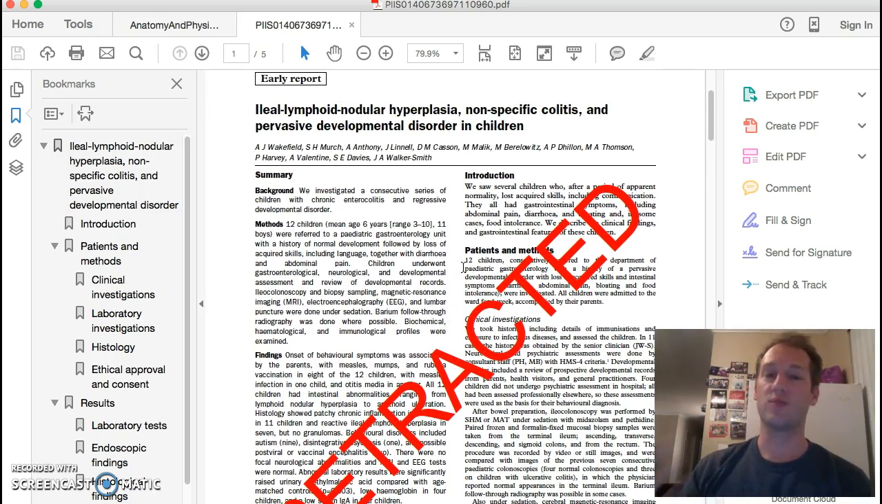Okay, as you read through this paper, I know that this is primary research, so there's a lot of things in here that you may not understand, a lot of terminology and things like that.